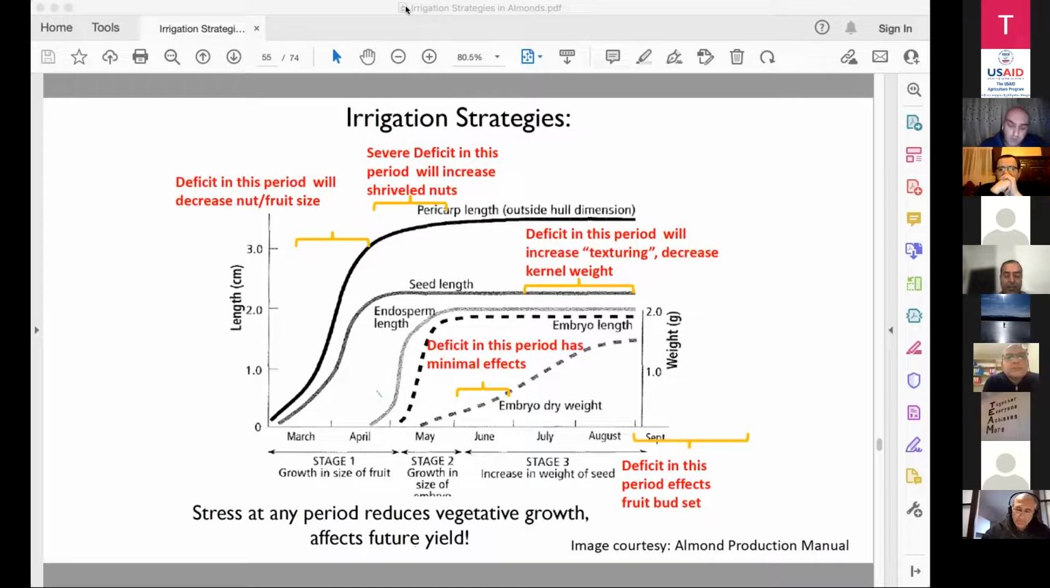Our soil labs don't provide such information. They only say the percentage of clay, silt, and sand. And can we determine this capacity from this percentage?